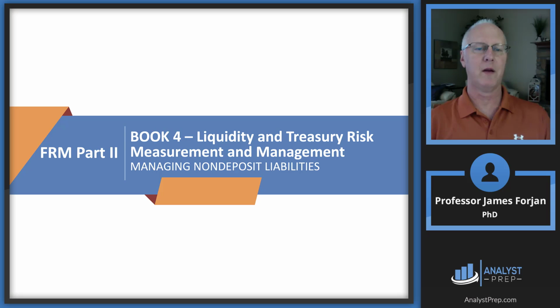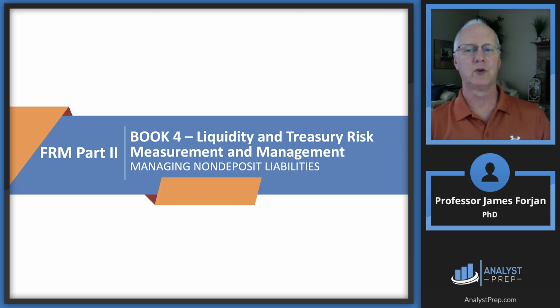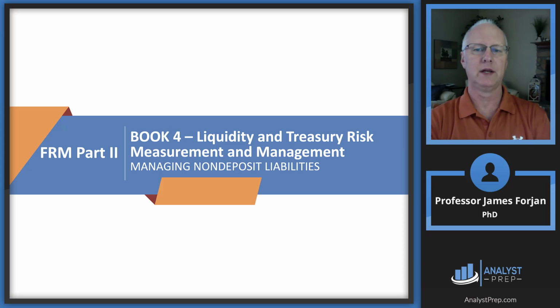This is FRM Part 2, Book 4, Liquidity and Treasury Risk Measurement and Management, and the chapter on Managing Nondeposit Liabilities. Now, at first glance, you might automatically be tempted to think, oh, this is a chapter on capital structure. We're going to issue some debt and we're going to issue some equity. But that, of course, is not part of this chapter.